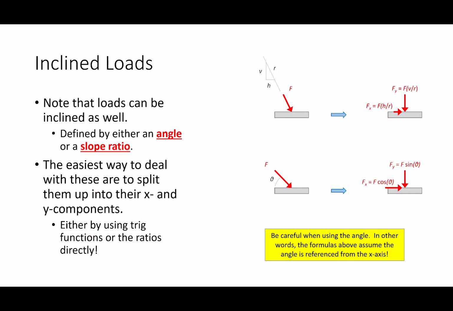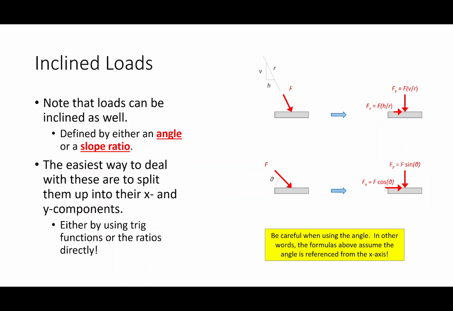So for example, if I have this triangle where the horizontal leg is H, the vertical leg is V, and the hypotenuse we'll call R, okay? So let's say I'm talking about this angle right here. Well, what is the sine of that angle? It's opposite over hypotenuse. It's V over R, right? What is the cosine of that angle? It's H over R, right?